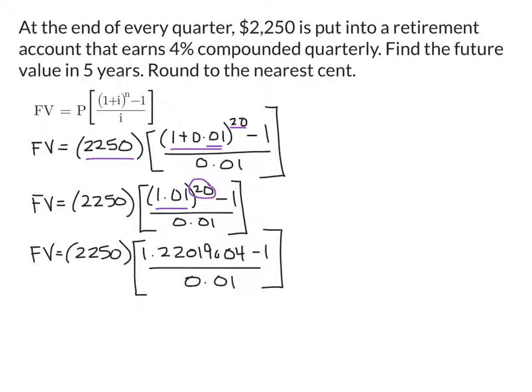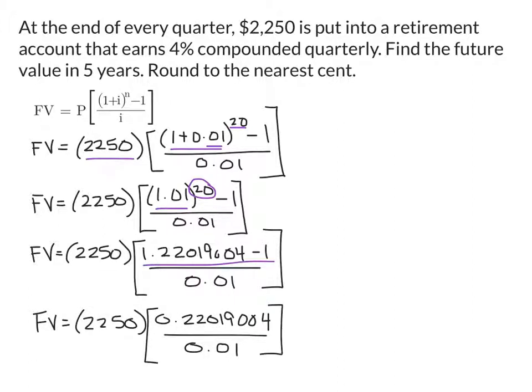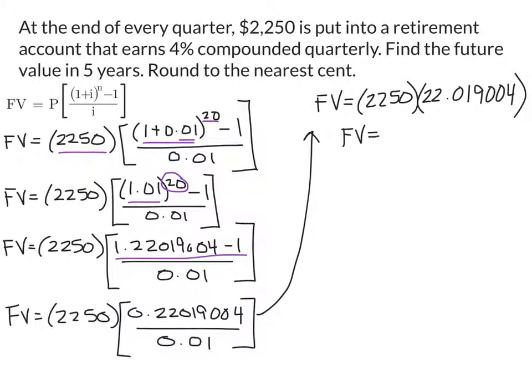The next step is to subtract 1 from that decimal. So now we're working within the brackets. Lastly, we'll divide 0.220190004 by 0.01, and that will complete our calculation within the brackets. Now we'll multiply 2,250 by 22.019004 and round to the nearest cent, which is 2 decimal places. So our final answer is $49,542.76.